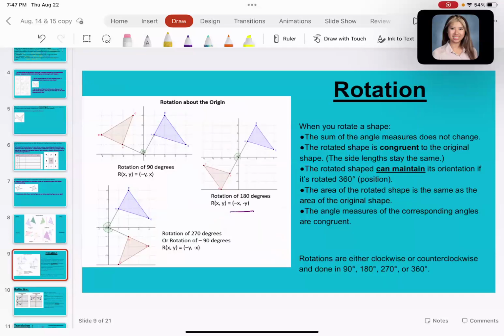Okay, specifically with rotation, when you rotate a shape, the sum of the angle measures does not change. So what that means is that triangles, when you add up the interior angles, the inside angles, all have to equal 180 degrees. Even when the triangle is rotated, that doesn't change. It's still 180 degrees after it's rotated. So as a reminder, we can rotate clockwise or counterclockwise.